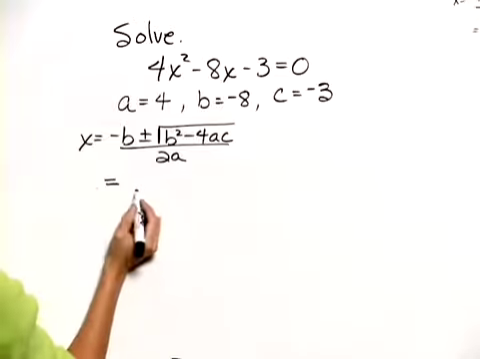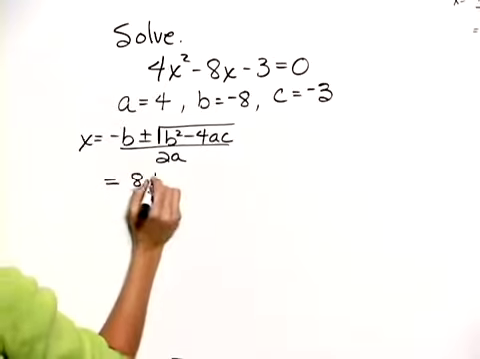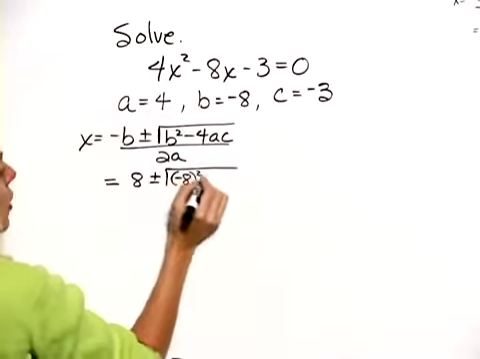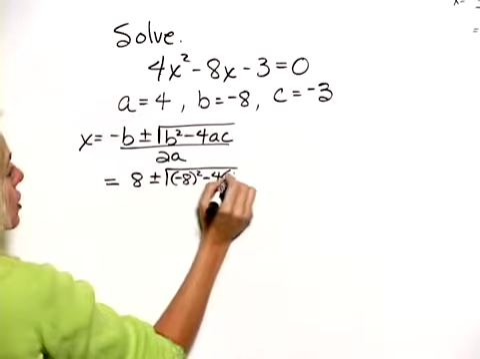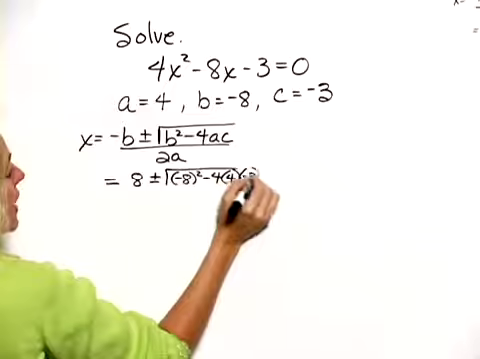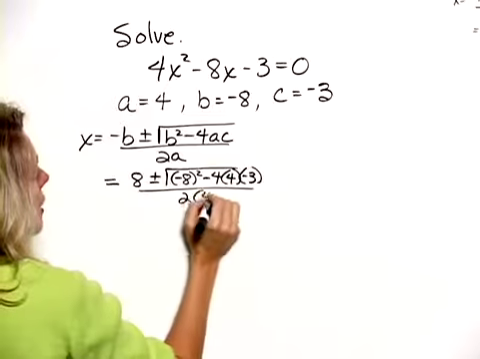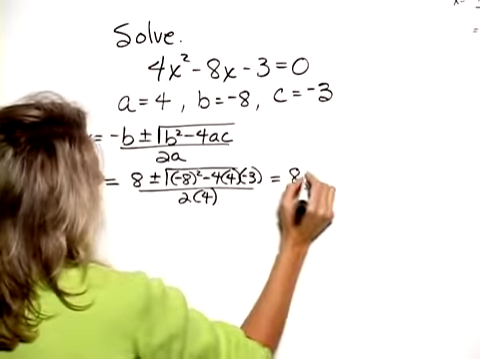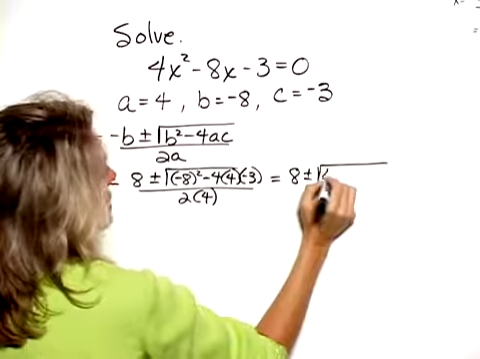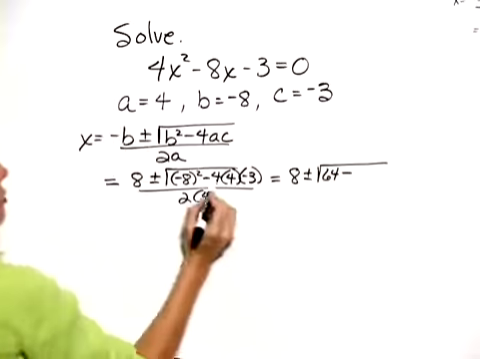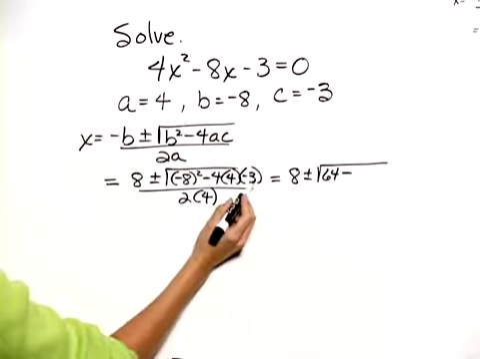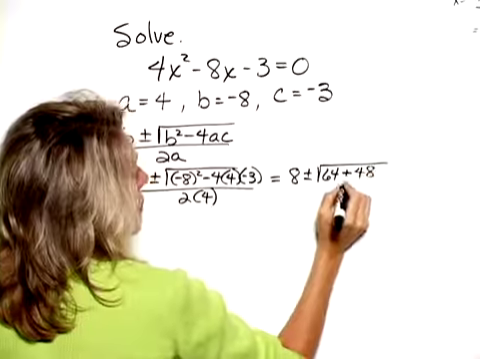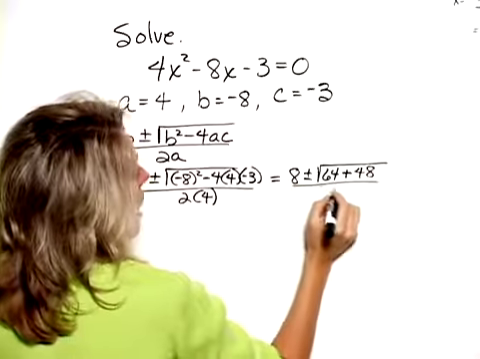Negative b, or the opposite of negative 8, is 8 plus or minus the square root of b squared, so negative 8 squared, minus 4 times a, which is 4, times c, which is negative 3, all over 2 times a, which is 4. Okay, now this will give us 8 plus or minus the square root of 64 minus 4 times 4 is 16 times negative 3 is negative 48, so we have a plus 48, minus negative 48 is a plus 48, all over 8.